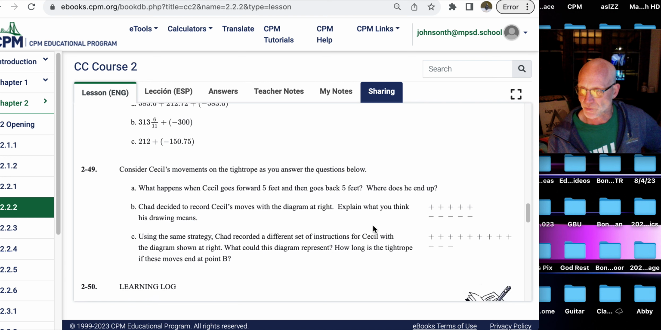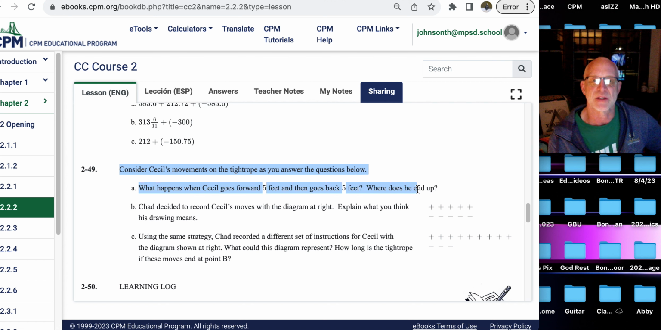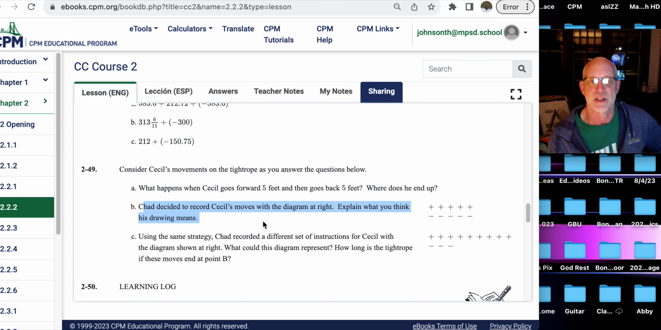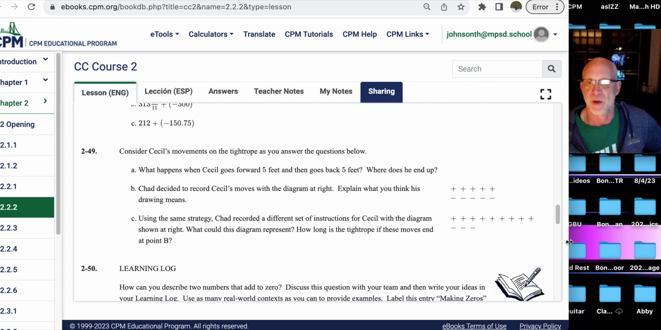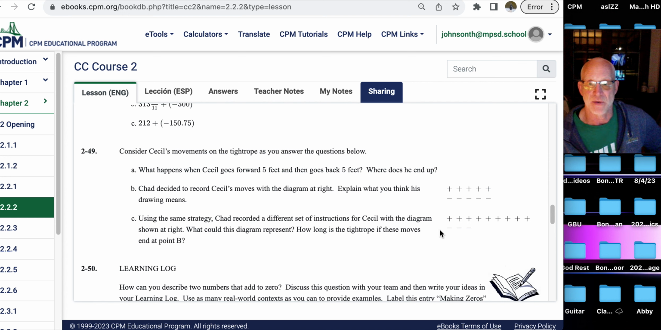Read it, process it, share it, write it down. Consider Cecil's movements on the tightrope as you answer the question. What happens when Cecil goes 5 feet forward and then goes back 5 feet? Where does he end up? Chad decided to record Cecil's moves with the diagram at the right. Explain what you think this drawing means. Using the same strategy, Chad recorded a different set of instructions for Cecil with the diagram shown at right. What could this diagram represent? How long is the tightrope if these moves end at point B?